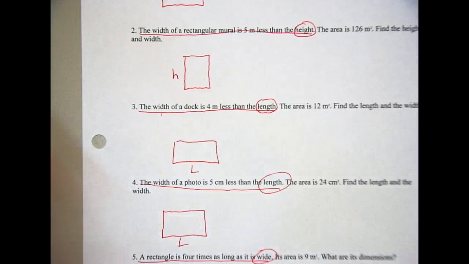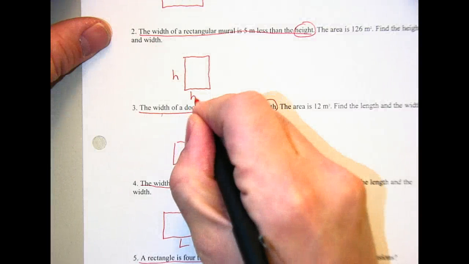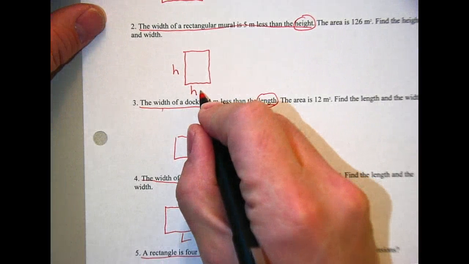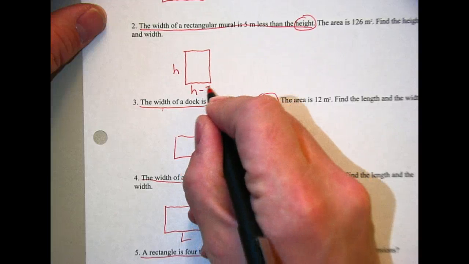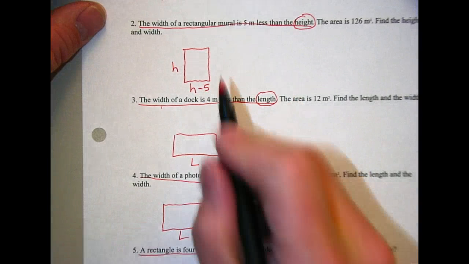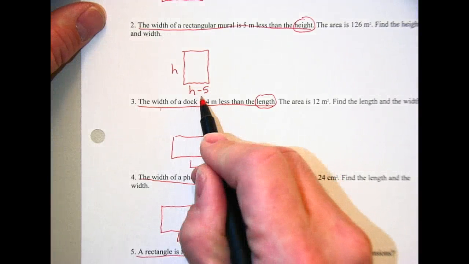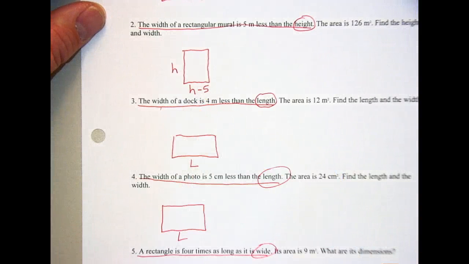So Patrick, if I tell you I know the height, how am I going to get to the width? Good, I'm going to subtract 5. That is my width. Okay, I know the height, so I'm going to subtract 5, and that tells me this width. All right?